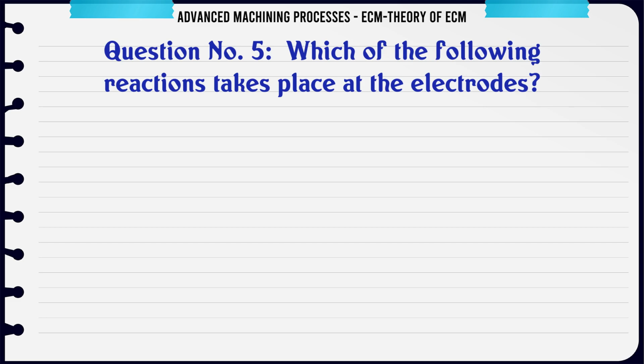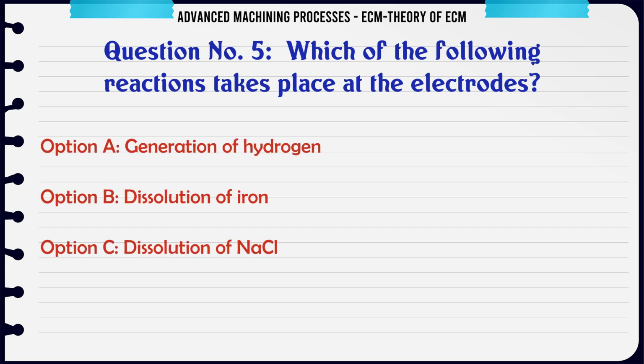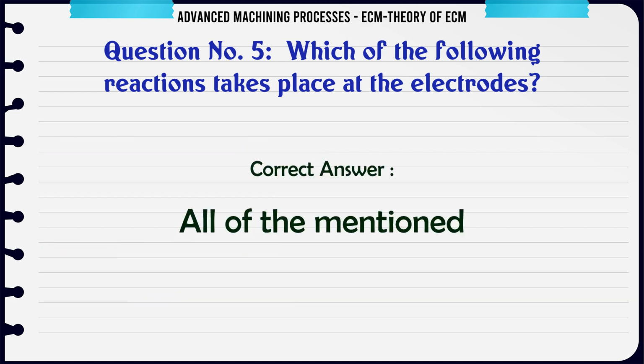Which of the following reactions takes place at the electrodes? A: generation of hydrogen. B: dissolution of iron. C: dissolution of NaCl. D: all of the mentioned. The correct answer is all of the mentioned.